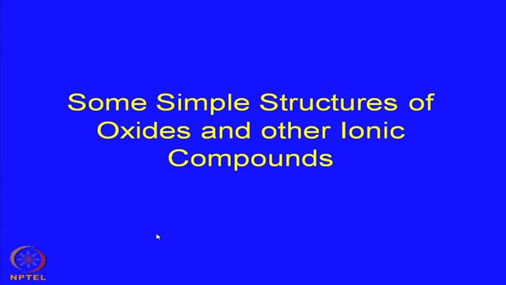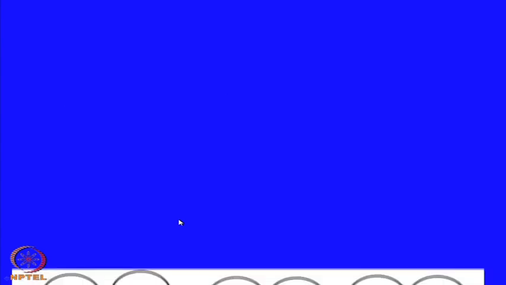With this background, let us look at some of the actual examples of oxides, some simple structures of oxides and a few other compounds. How we can derive, how we can visualize the atomic arrangement in some of these oxides.